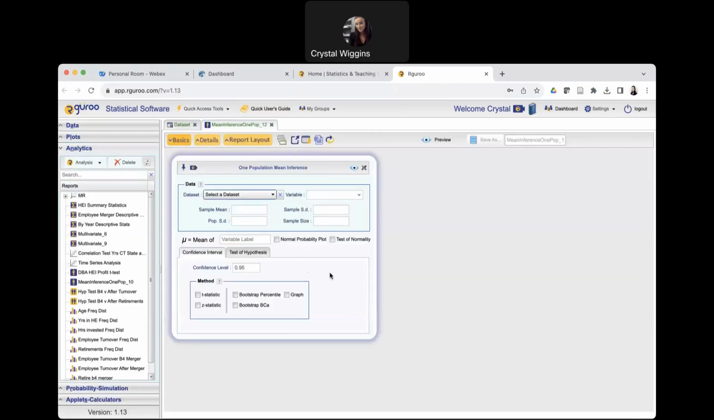So this is what our calculator looks like. We are going to be using this calculator for both Chapter 10 and Chapter 11, so we'll get comfortable with it.